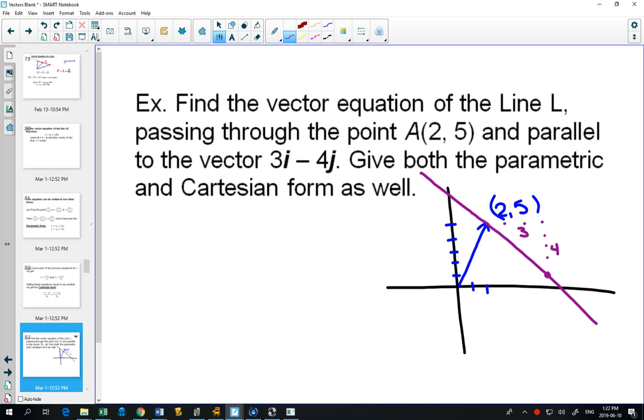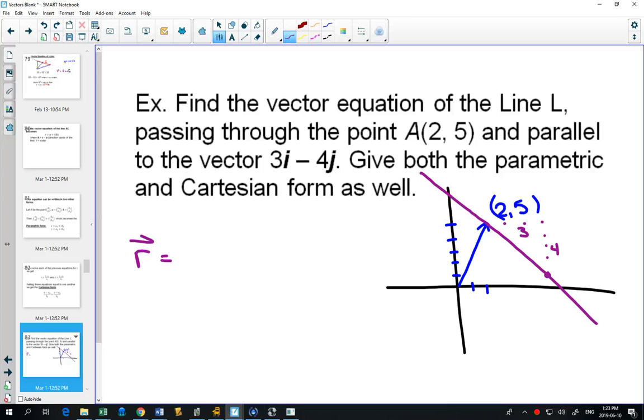Does that make sense? We've got (2, 5), and if it's parallel to 3i, which is 3 in the x direction, negative 4j, which is 4 down, we would have this equation. So we know from our old style of math that the slope of this line is negative 4 over 3, rise over run.